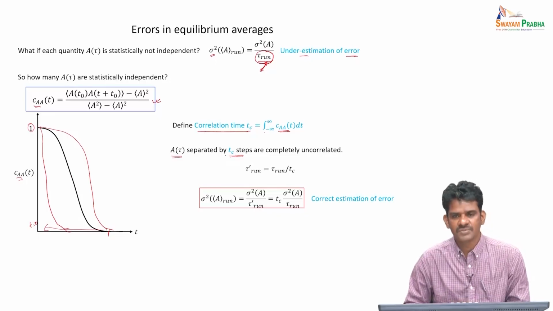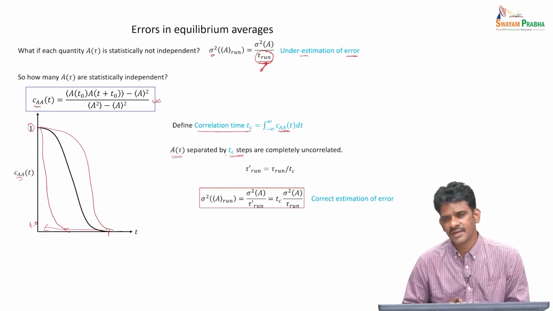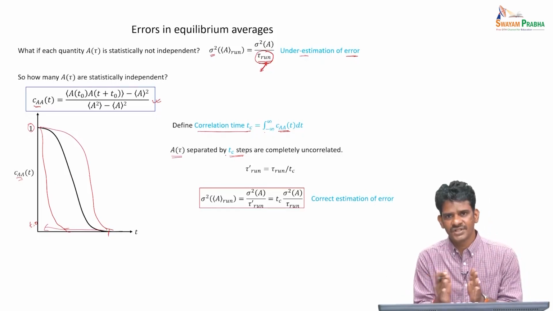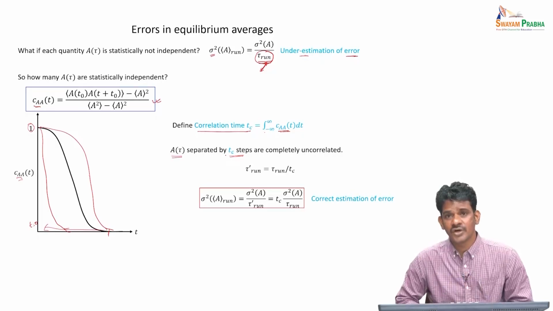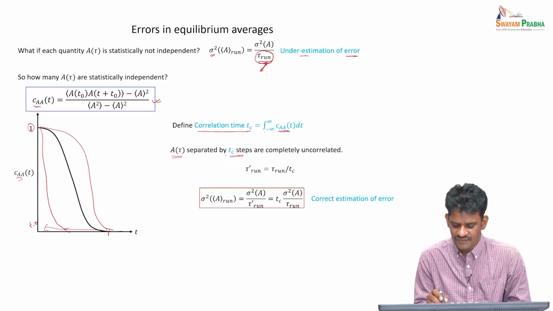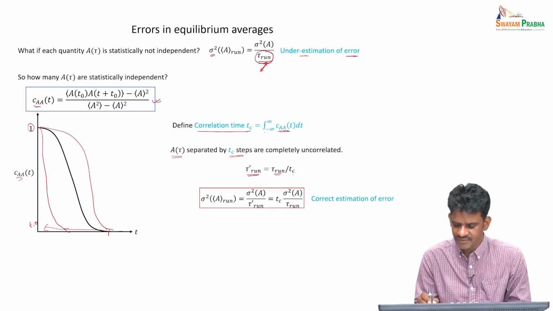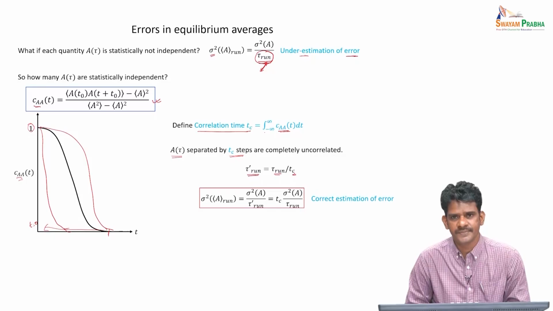Suppose tau c becomes 1 picosecond. Then data sets that are separated by 1 picosecond are statistically unrelated, whereas data sets which are closer than, or shorter than, 1 picosecond will be highly correlated. So then we have to find out the effective number of data sets that are statistically unrelated, which is given by the total number of data sets divided by the correlation time tau c.